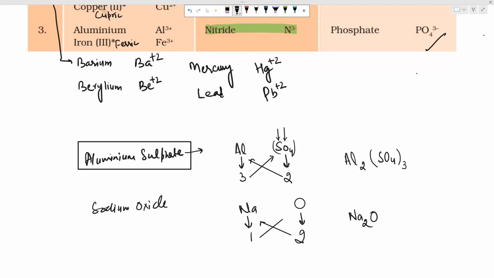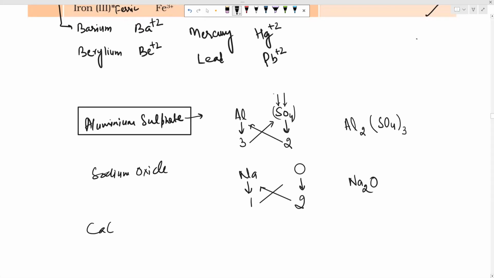For example, the formula of calcium carbonate. Calcium is plus 2 and carbonate is 2 minus. So when they are both the same, you can cancel both, and you will get CaCO3. When they are the same, always, if it is 1 and 1, 2 and 2, 3 and 3, then it will have the same formula.